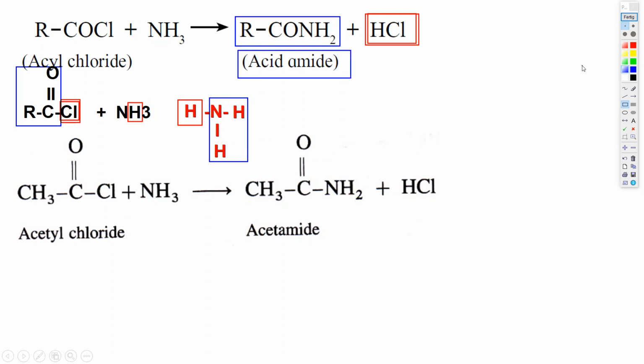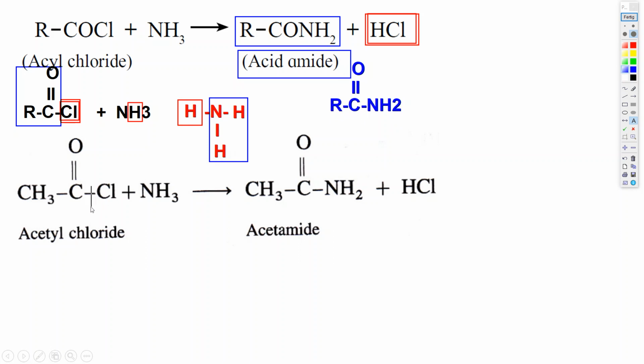RCONH2, we call it an acid amide. So you can write this structure like this. I can show you how to write this structure. RC=O and NH2. This is the RC=O. So this is the acid amide. You can also write the acid amide structure like this, RCONH2, or you can also write this structure like this, RC=O NH2. This is also the acid amide.